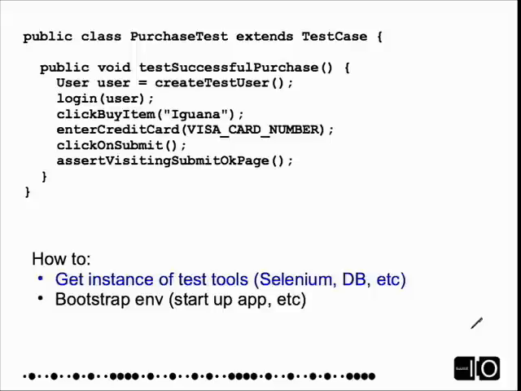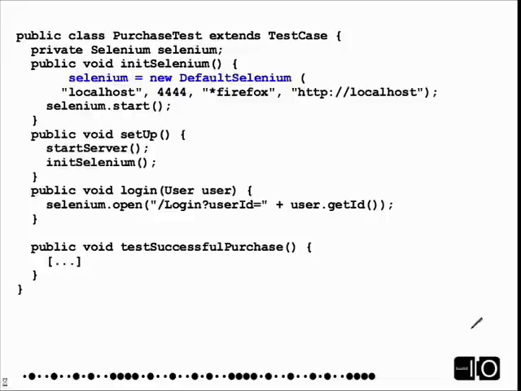So I will start with the blue, the first item. How do we get an instance of Selenium in this class in here? Oh, okay, so we could have in there a private Selenium, an init Selenium method that's called from the setup method. Setup method would start the server first, and it would initialize the Selenium. And after we initialize Selenium, then we're free to use Selenium to open the login page and log in as our user.